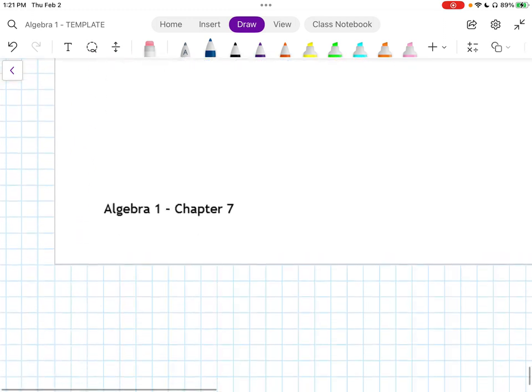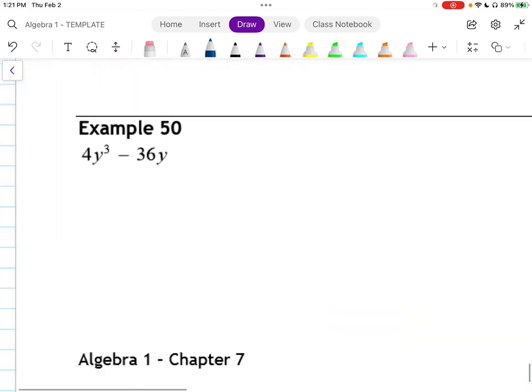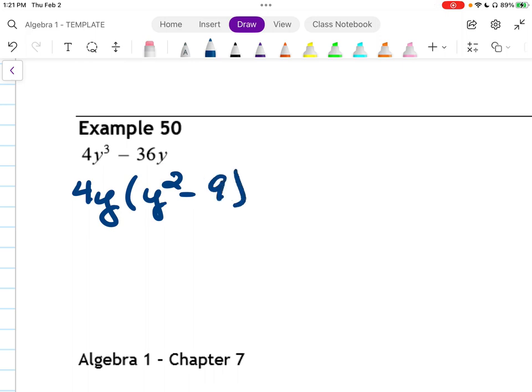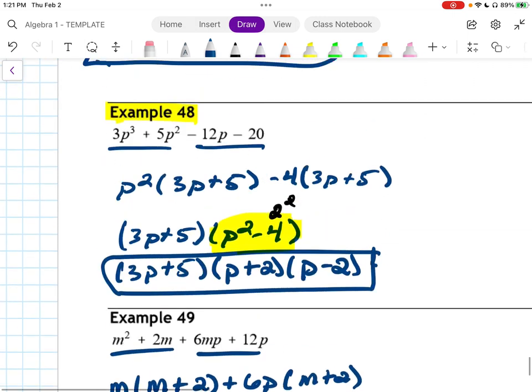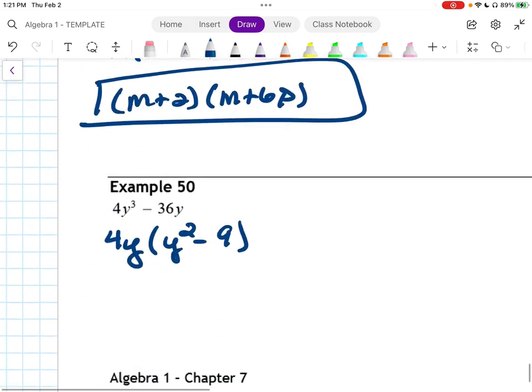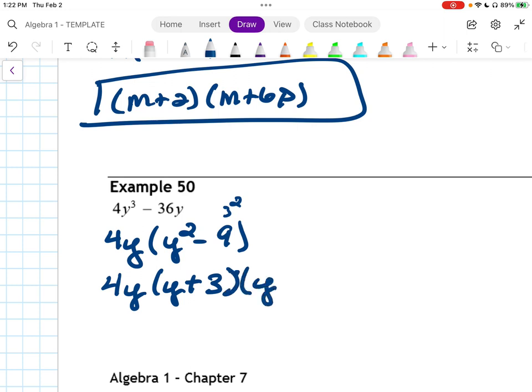Next up, example 50, and it's our last example. This one, we can pull out a 4y right away, and we're left with y squared minus, what is 36 divided by 4? Is that 9? I think that's 9. And then right here, kind of like in number 48, we want to look and we want to see that difference of 2 squares. 9 is 3 squared. So this will now be 4y, y plus 3, y minus 3.